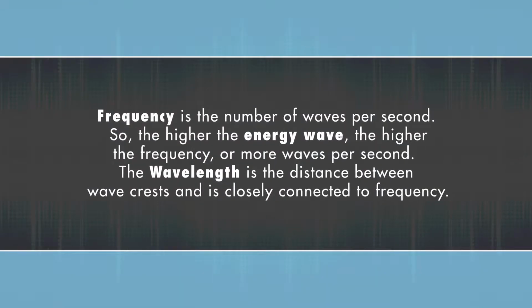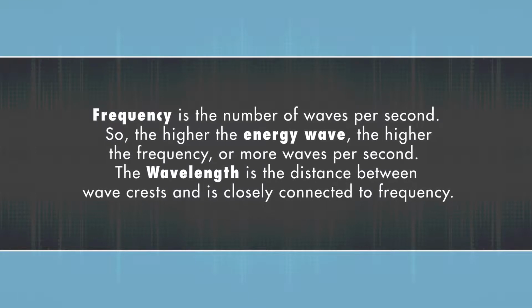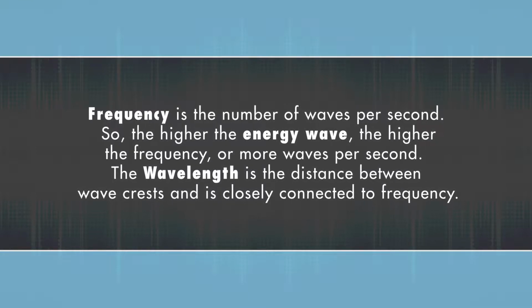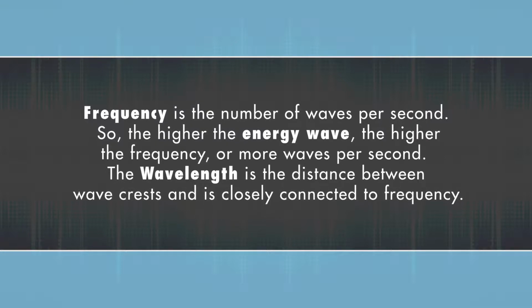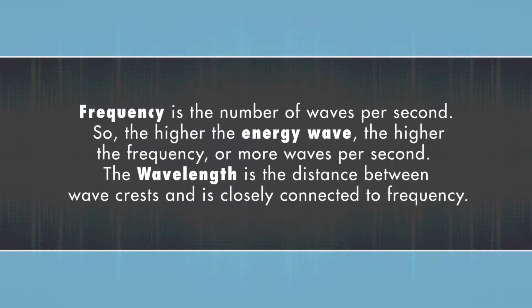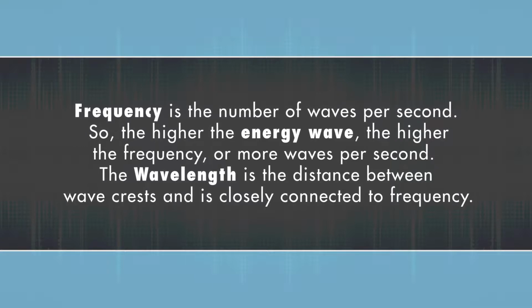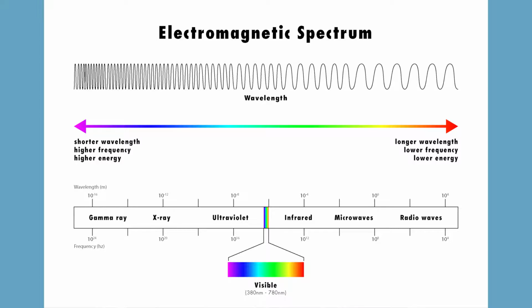Although all radiation moves at the same speed, all forms of EM radiation have different amounts of energy and as a result have differing wavelengths and frequencies. Frequency is the number of waves per second, so the higher the energy wave, the higher the frequency, or more waves per second. The wavelength is the distance between wave crests and is closely connected to frequency. If we take a closer look at the spectrum, we can see that radio waves have longer wavelengths with lower frequencies when compared to gamma rays, which have shorter wavelengths but higher frequencies.